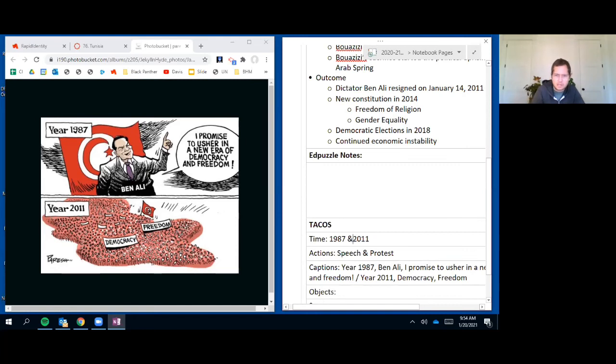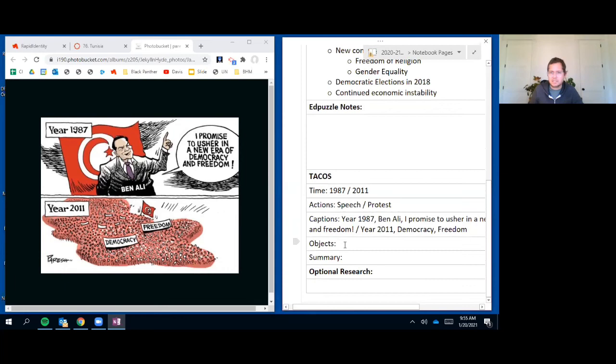I'm going to do a dash instead, so it's kind of like separating the top and the bottom. 1987, 2011 at the bottom, speech at the top, protest at the bottom. Okay? All right, what objects do y'all see? What objects do you see?